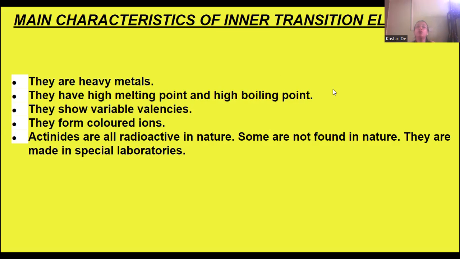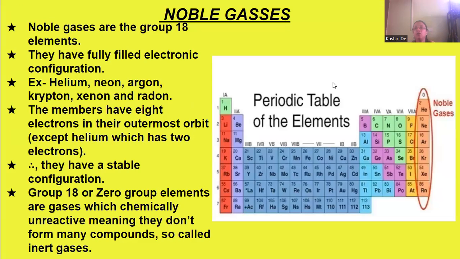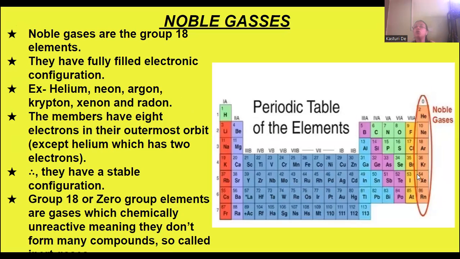Next, we move on to the noble gases. These are the zero group, after 7A. See, this is the 1A group and this is the 2A group. 1A is the alkali metals, and 2A is the alkaline earth metals.